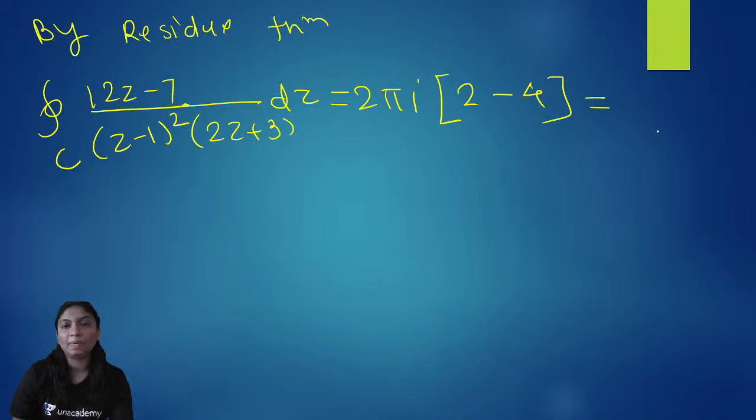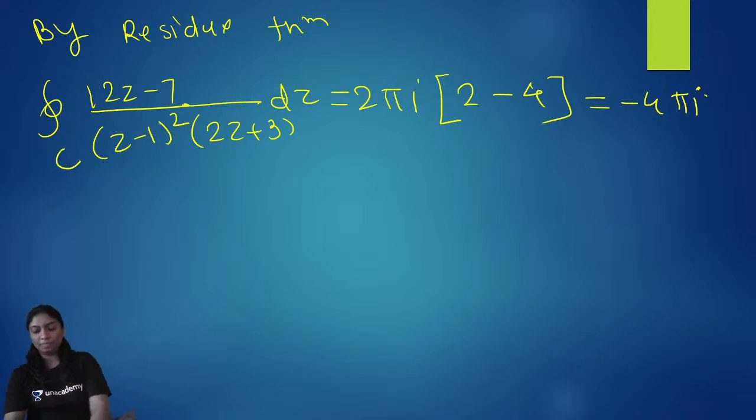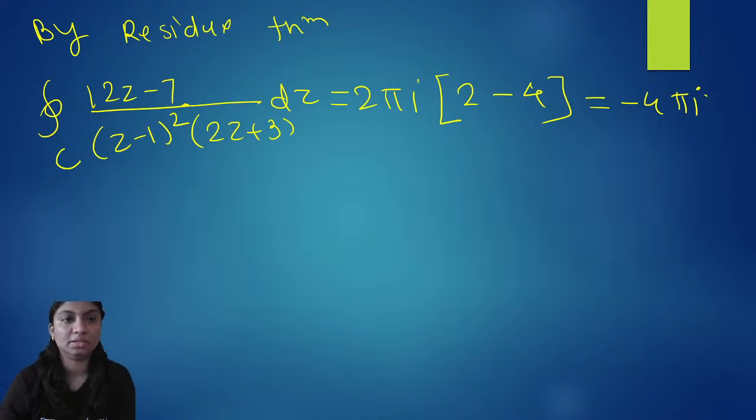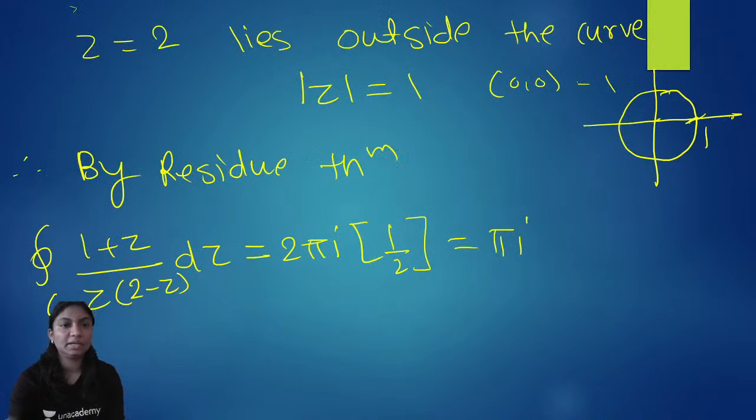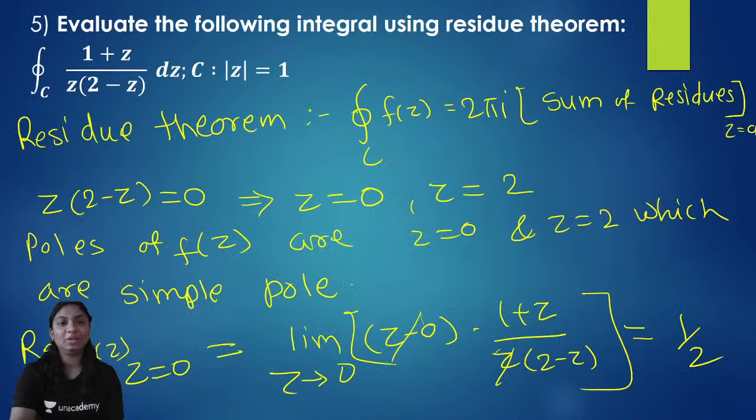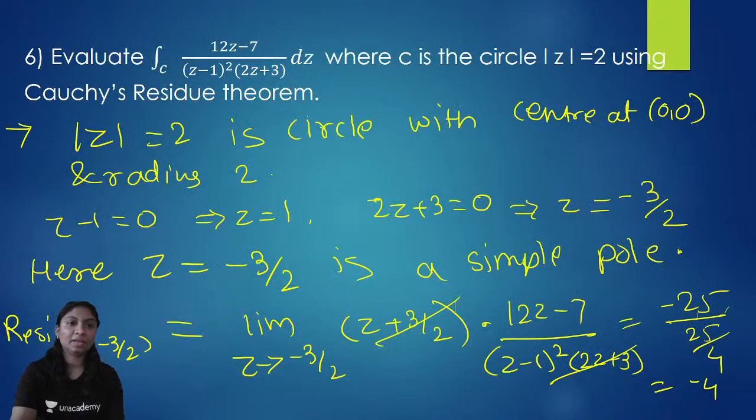Minus 2 into 2 pi i, minus 4 pi i. Okay, pi i is the final answer. Hope you are clear on how to evaluate this integral by Cauchy's residue theorem. Okay, next one.